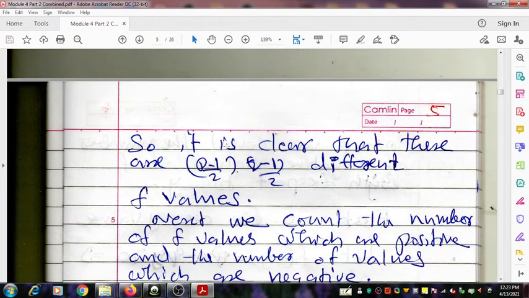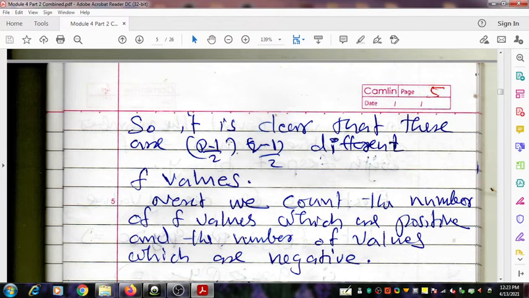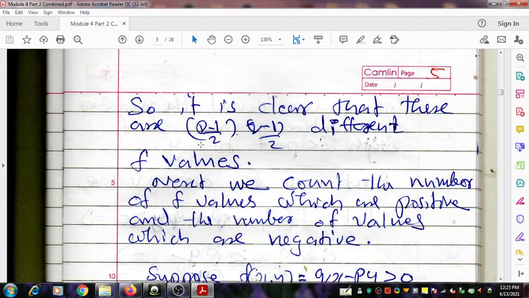So it is clear that, since all function values are different, none of the values are equal to 0. All function values corresponding to the pair (x, y) are different.